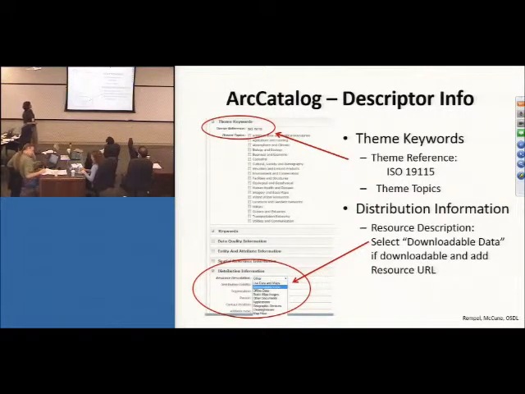Same thing. Another key thing hidden in the depths of the ArcCatalog interface is where to put things like the downloadable links or the service links. I don't think this is very well advertised at all, and it's kind of a key link because it's one of the links that everybody looks for, where to get the data. And it's kind of a two-step process. First, you have to tell it that it's either downloadable data or an application service, and then you have to put in a URL. So that's one to pay attention to.